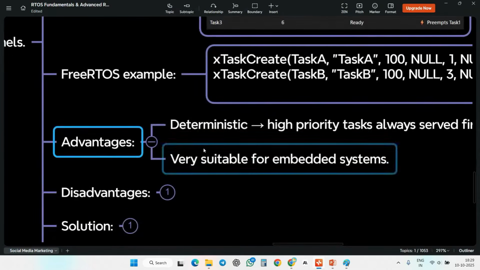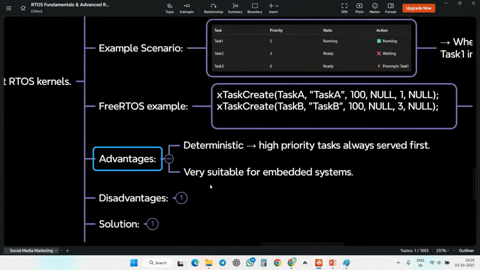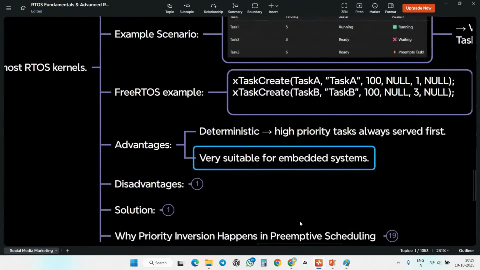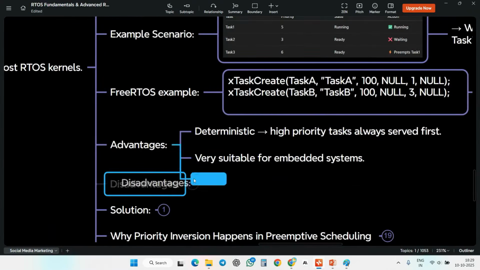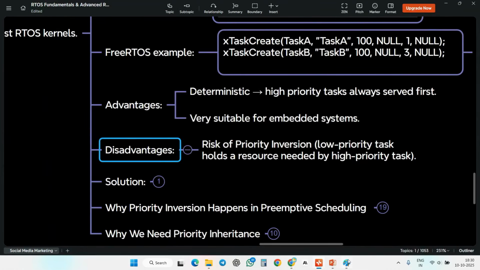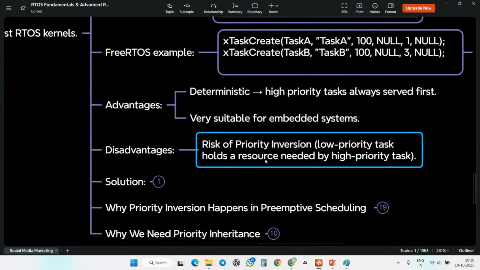What are the advantages? It is deterministic: the high priority task is always served first, which is very suitable for embedded systems, so we can predict it very well. The disadvantage is the risk of priority inversion, where a lower priority task holds resources needed by a higher priority task. In some cases this can bring in the inheritance issue, so the priority inversion problem might happen.